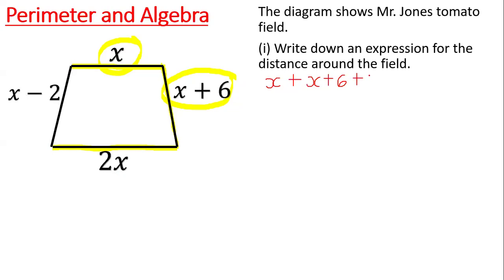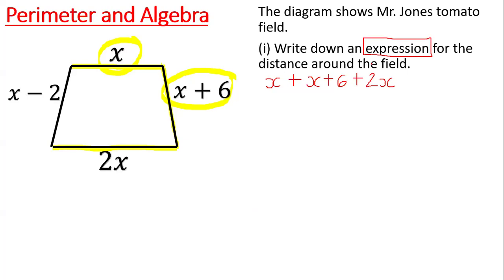Wait, so Mr. Petit, the X is the 2? No, we don't know what X is. We haven't simplified or defined X yet. So that's a good question. What is X? In this case, we don't know what X is. X represents a number, but we don't know what that number is. So for now, they just want an expression. Keyword here, expression. So they don't want a number, right? They want an expression.